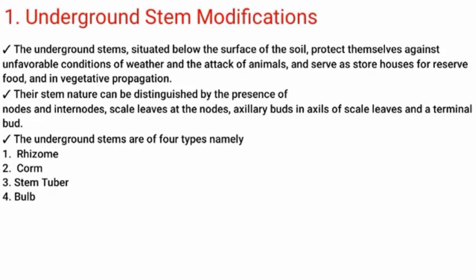Underground stem modifications are of four types: rhizome, corm, stem tuber and bulb. I am repeating again: rhizome, corm, stem tuber and bulb. Let's see about rhizome.